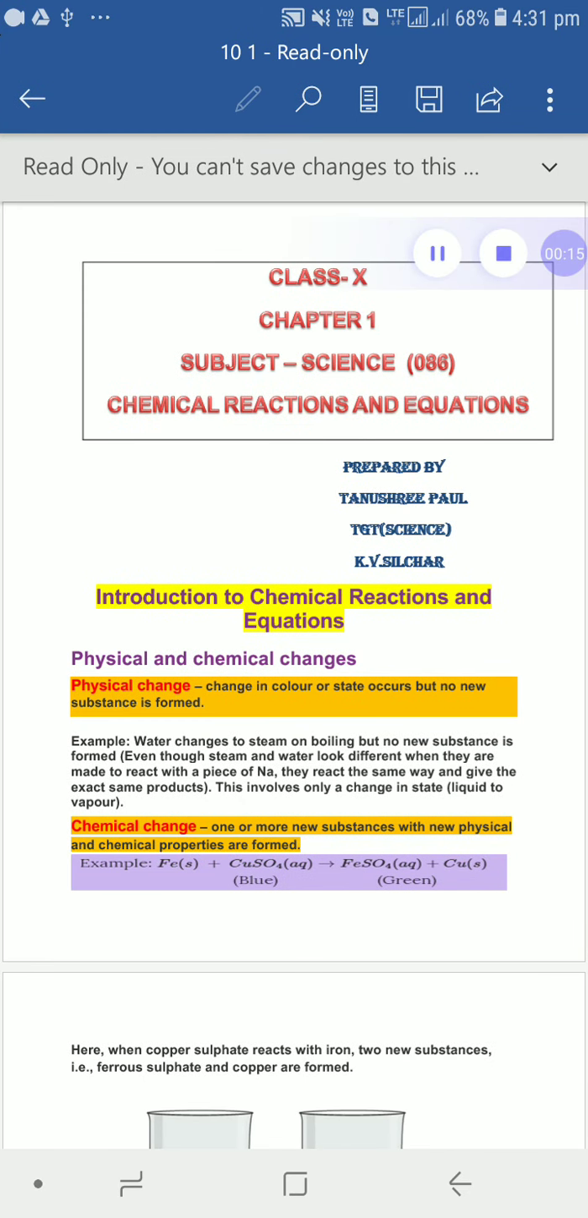Hello children, now we will study a very important chapter of class 10 chemistry, that is chemical reactions and equations. First I will tell you some of the introduction of this chapter. Clear? So first we have to understand what is physical and chemical change.